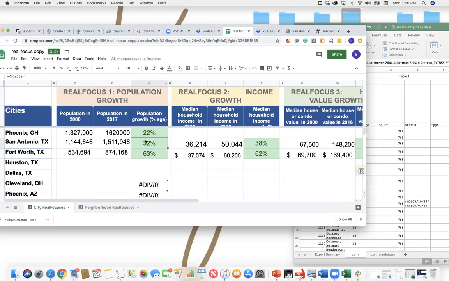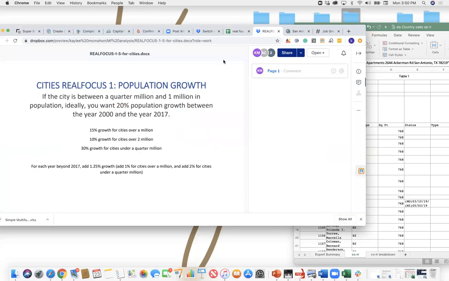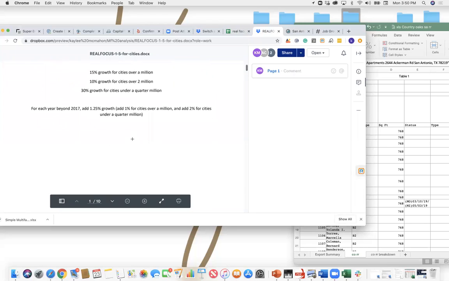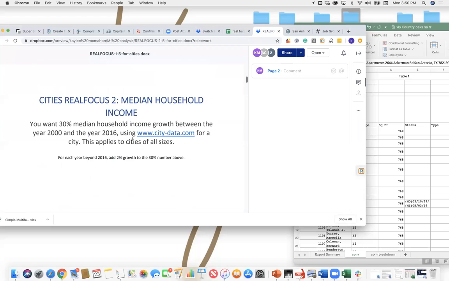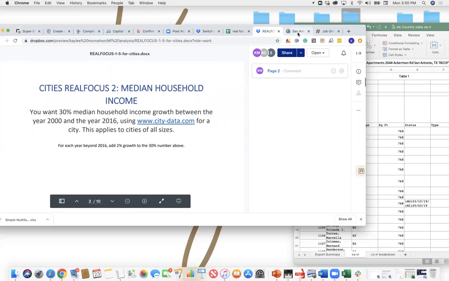So what does this 32% mean? I'll go one by one to show you the definition. It's 1.5 million, so we have over 1 million in our population, and we want 15% growth. So we're literally double the growth when it comes to population growth in the city we're looking at. That's definitely a heck-yeah, let's-do-it kind of thing.